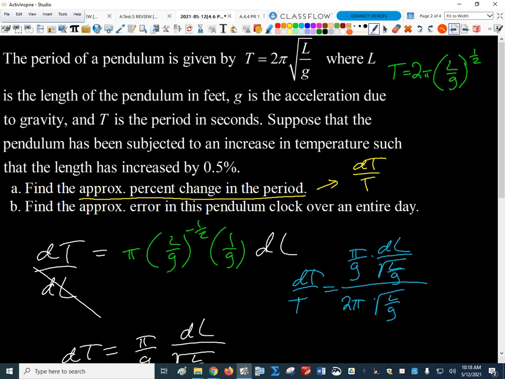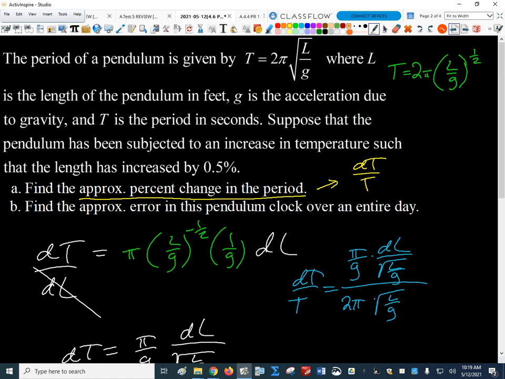All right, what else did they ask? Oh, we're not going to worry about this. It says find the approximate error in this pendulum clock over an entire day. That's just a lot of math, just conversions. What would I have to do there if I wanted to find out how much time we are losing or gaining with our pendulum clock over an entire day? What's the cumulative error going to be over a day? What would I have to do?